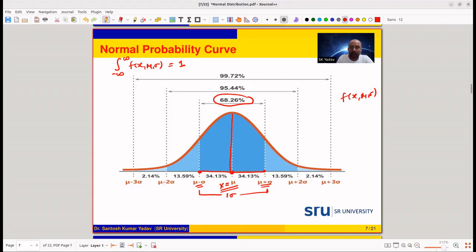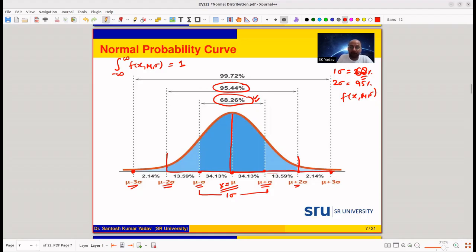In terms of area, it covers 68.26%, so 1 sigma is around 68%. If we move one more sigma from the mean, we go up to 2 sigma: mu plus 2 sigma on the right and mu minus 2 sigma on the left. This entire 2 sigma range is 95.44%, so 2 sigma covers around 95% of the total area. If I move one more sigma, we have mu minus 3 sigma on the left and mu plus 3 sigma on the right.